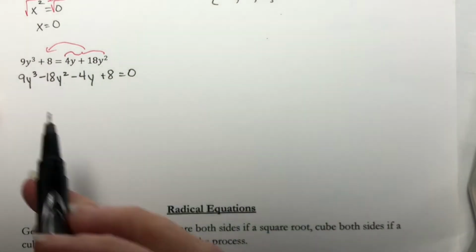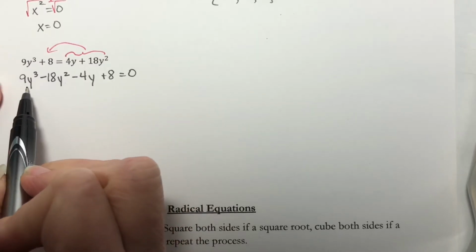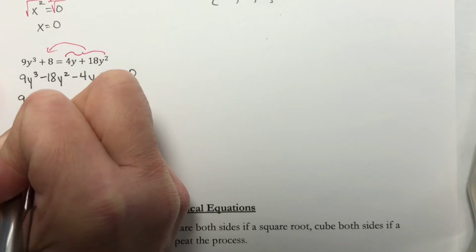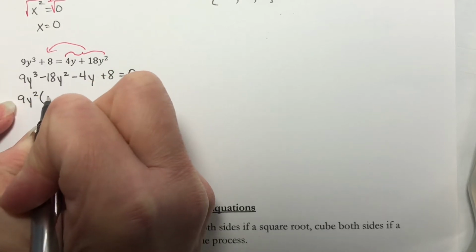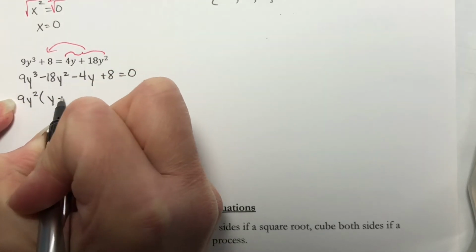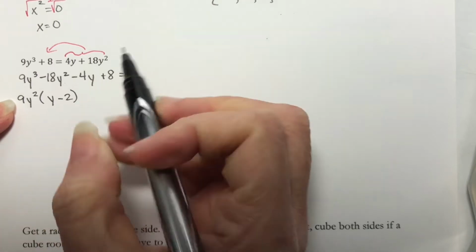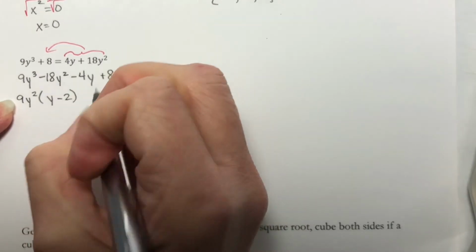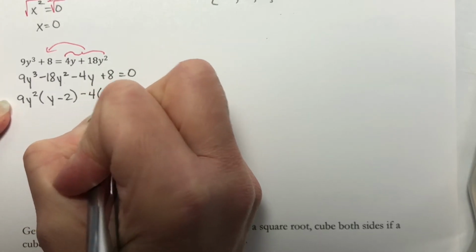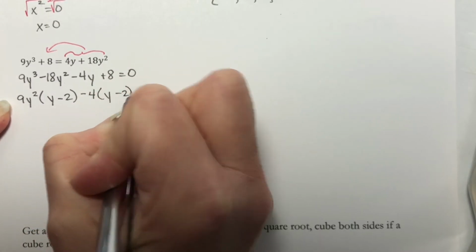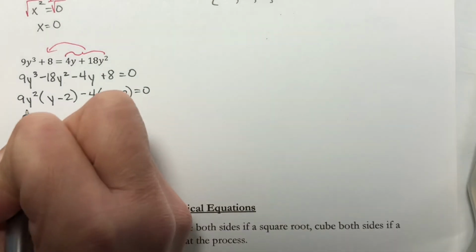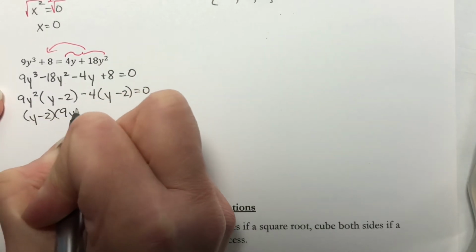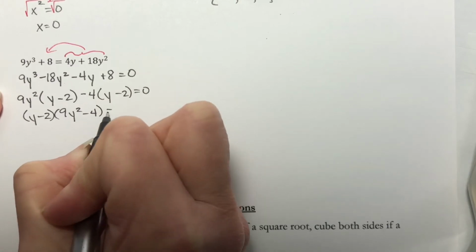And now we can factor by grouping. From the first 2, I can factor out a 9 and a y squared. And that will give me a y minus 2. And then from here, I want to try to get a y minus 2 again. So I'm going to factor out a negative 4. So I get y minus 2. So I have y minus 2 times 9y squared minus 4 equals 0.